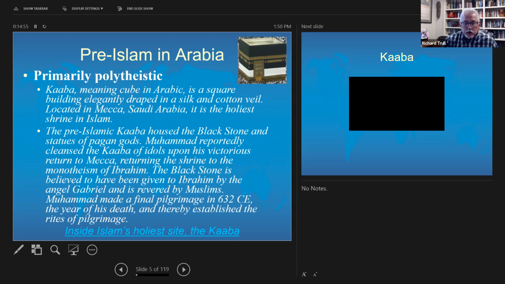We would later see that Muhammad made his final pilgrimage in 632 Common Era, the same year that he would die, and that would establish the Hajj, the pilgrimage, that goes on year to year now, where millions of people come and make their pilgrimage to Mecca. That goes back to Muhammad's final pilgrimage in their history.